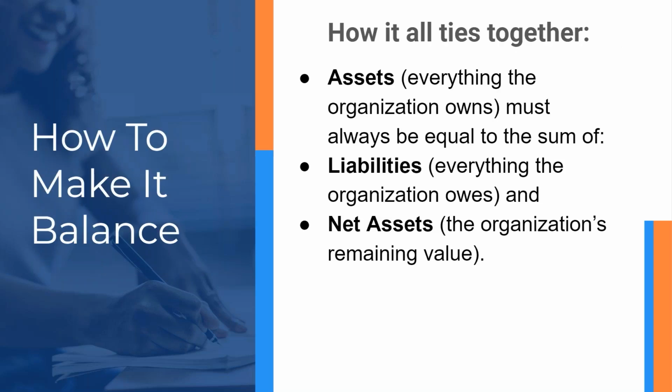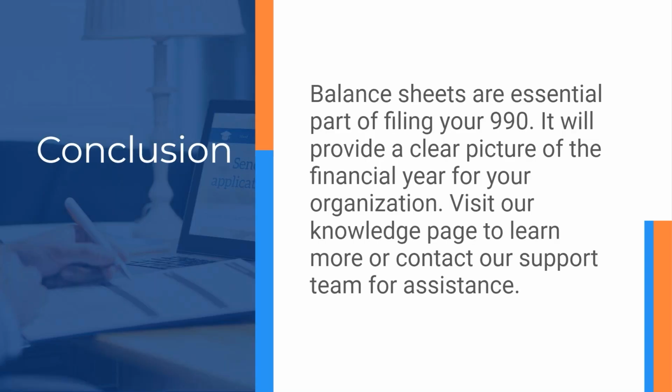Now, how does it all tie together? The assets, again, everything that the organization owns, must always be equal to the sum of the liabilities, which is everything the organization owes, and the net assets, which is the organization's remaining value. So the balance sheets are an essential part of the 990 form and the 990EZ. It'll provide a clear picture of the financial year for the organization.